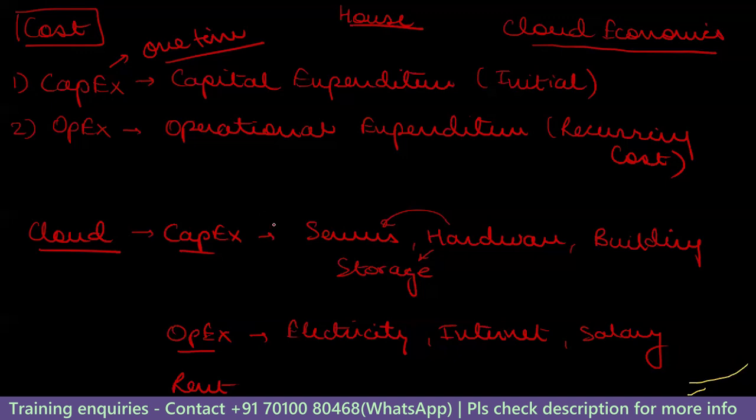Now, if you look closely, capital expenditure is something that you will have in a private cloud, correct? When you're building your own data center, then you will incur capex. Similarly, operational expenditure is also a part of private cloud, because if you have your data center, only then you are going to pay for electricity, internet, and salary. I hope that is clear to all of you.